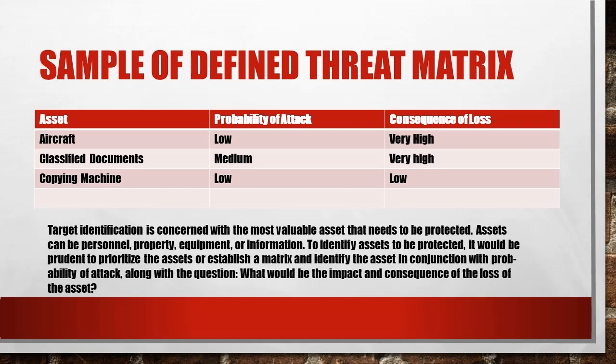Target identification is concerned with the most valuable asset that needs to be protected. Assets can be personnel, property, equipment, or information. To identify assets to be protected, it would be prudent to prioritize the assets or establish a matrix and identify the asset in conjunction with the probability of attack, along with the question, what would be the impact and consequence of the loss of the asset?